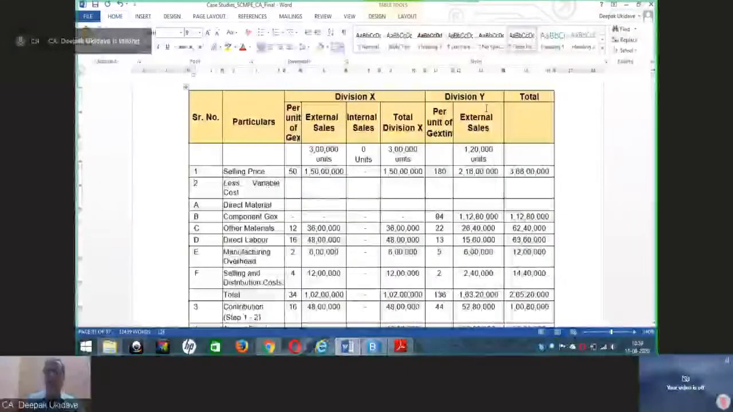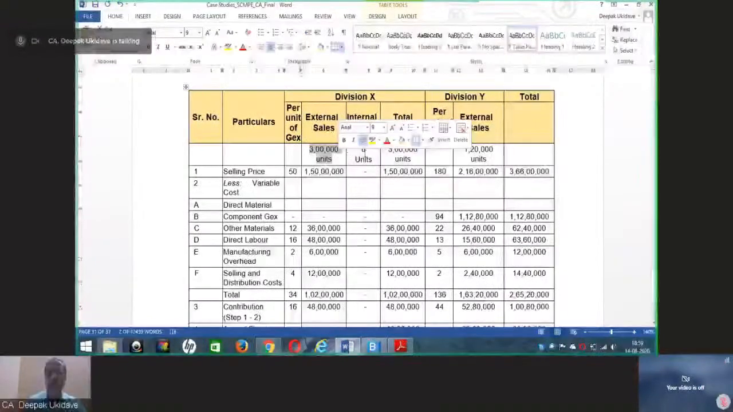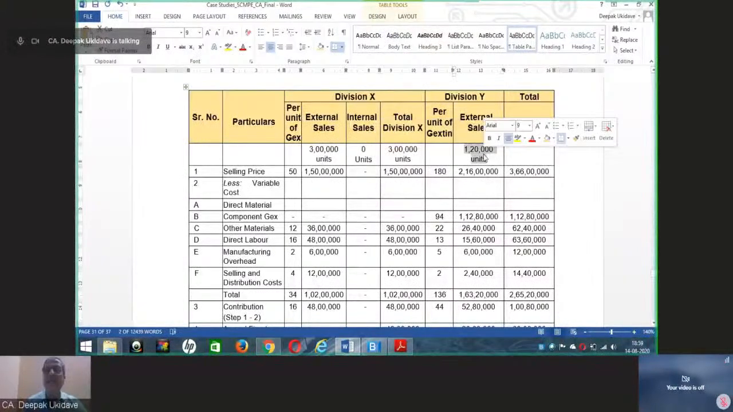Division X and division Y. Division X sells to external customers 3 lakh units and it sells to internal customer 0 units. Because now in second scenario, division Y is not ready to buy from division X. Division Y wants to buy from external market, external supplier at 47 rupees only, right? And therefore internal sale is 0. देखो division X का internal sale कम हो गया, right? So now it is catering only to the external market and that is 3 lakh units when capacity is to produce 5 lakh units.